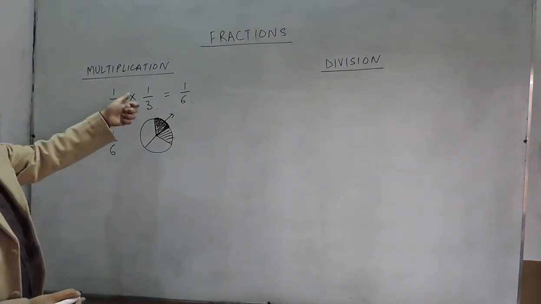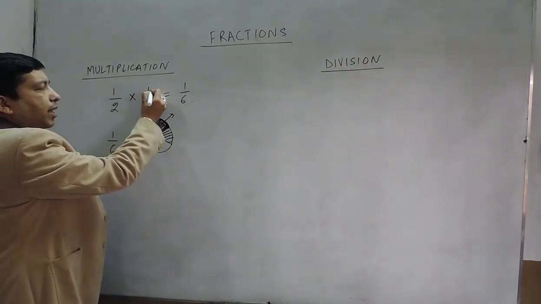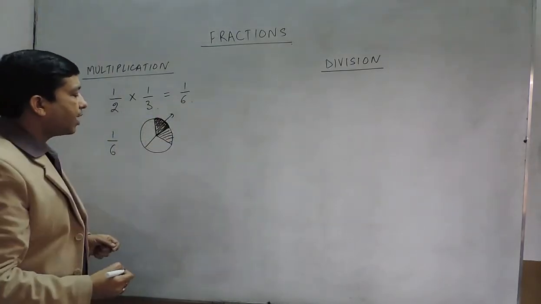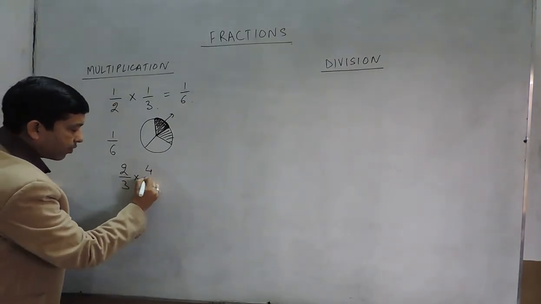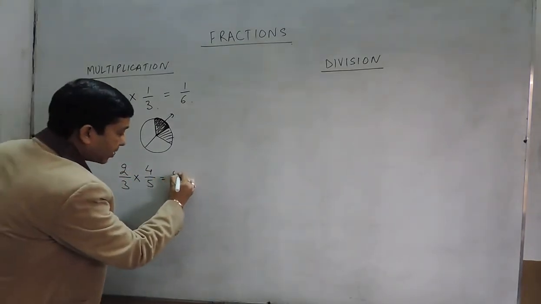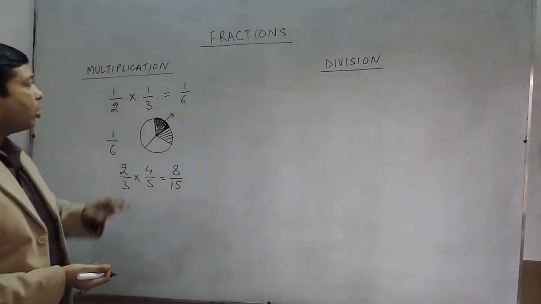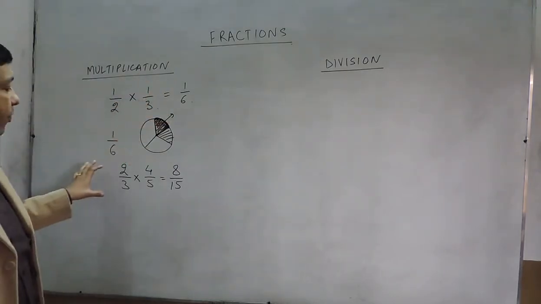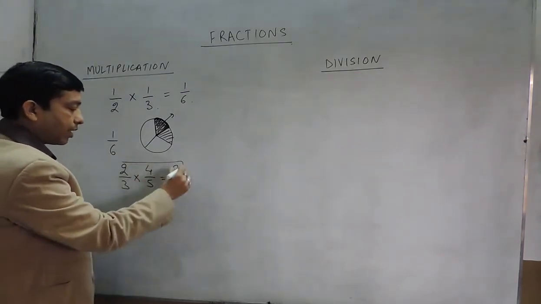Here we can say that if we are multiplying two fractions, we multiply the numerator by the numerator: 1 multiplied by 1 is 1 and 2 multiplied by 3 is 6. Let us see some more examples. 2 upon 3 multiplied by 4 upon 5. If we multiply the numerator by the numerator, it becomes 8. If we multiply the denominator by the denominator, it becomes 15. Multiplication is the easiest in fractions because we multiply numerator by numerator and denominator by denominator directly.